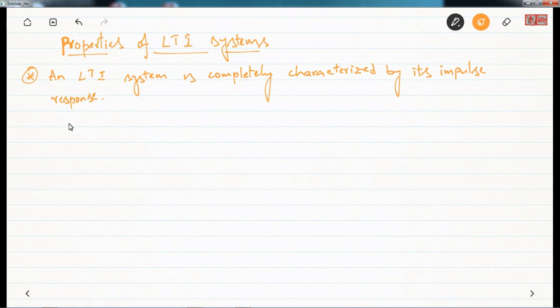One thing for you to remember is we are considering only linear and time invariant systems here. We are not considering non-linear systems. We are not considering time variant systems, right? And the notation for this is, if h of t is the impulse response.